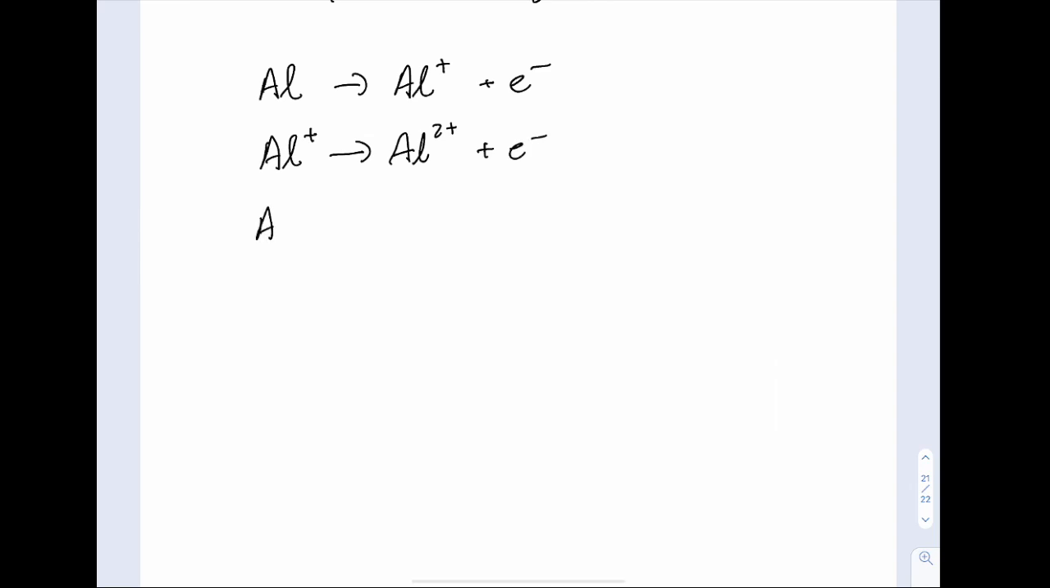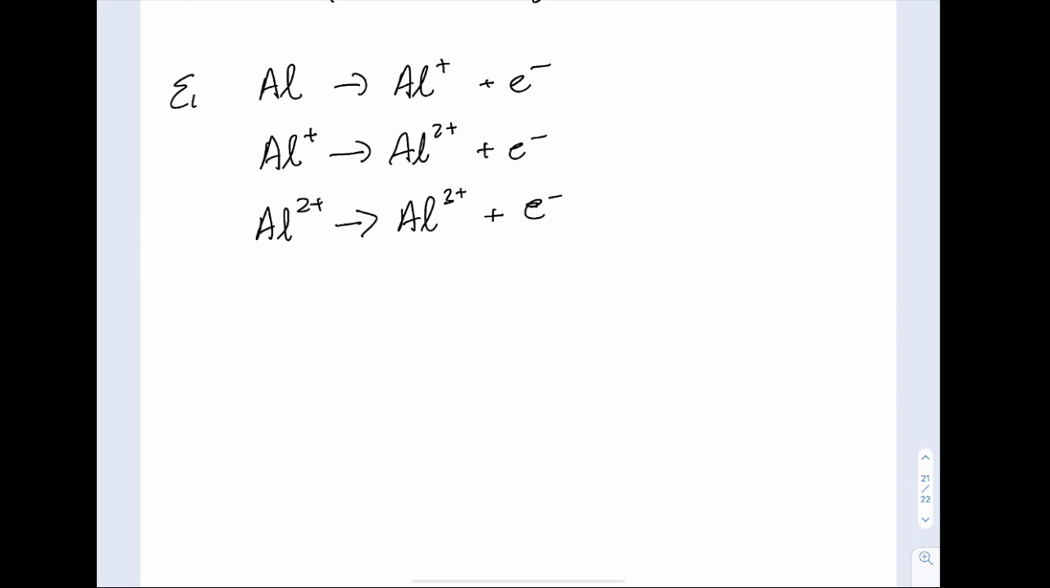And then aluminum with a 3+ charge, 2+ charge, sorry guys. I remove another electron, and now I have 3+. And each one of these happens successively. So essentially I'm not going from aluminum to aluminum 3+. I'm not just taking all 3 at once. Each one has its own energy.